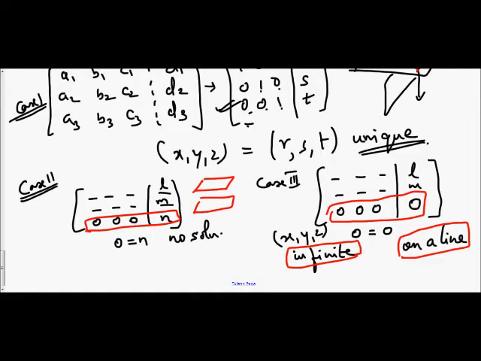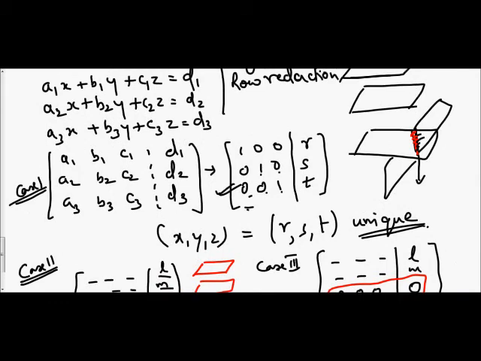Okay, another important point here is, if it is in case 1, you will be getting the determinant of A not equal to 0. What I mean by determinant A is, this is called A, like matrix A.